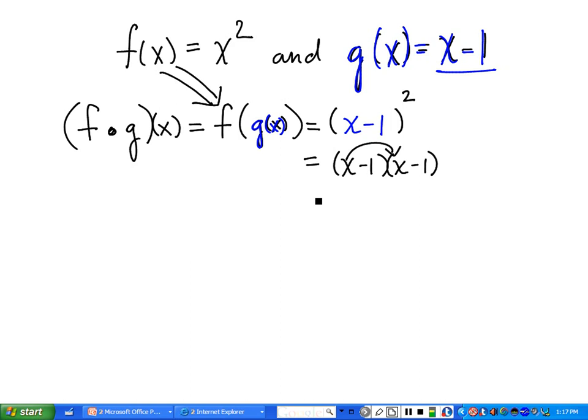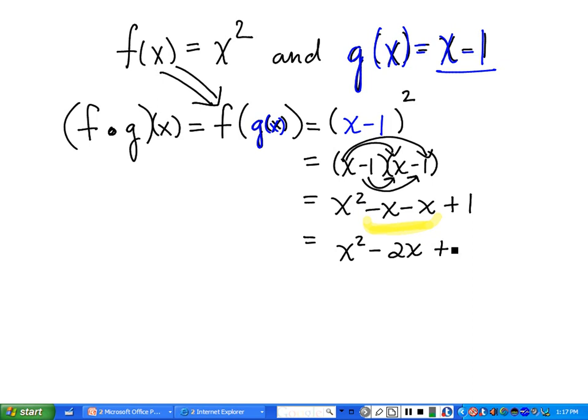X times x is x squared. X times negative 1 is negative x. Negative 1 times x is another negative x. And negative 1 times negative 1 is a positive 1. Notice the like terms here. Negative x minus x. So we have x squared minus 2x plus 1. So the answer is x squared minus 2x plus 1.